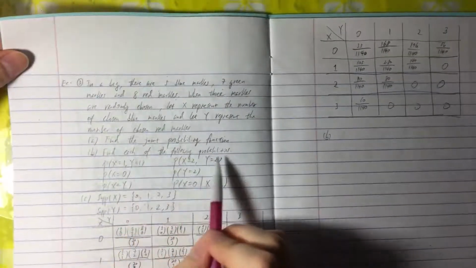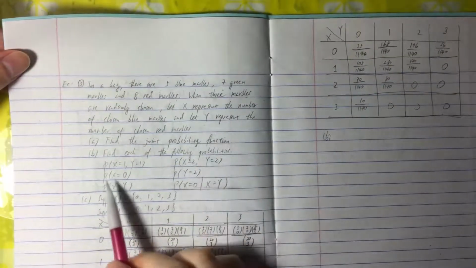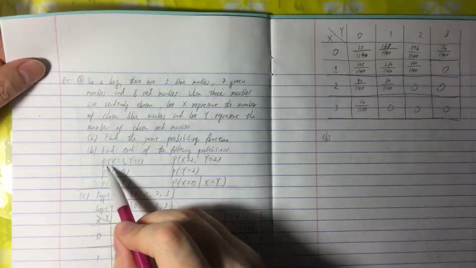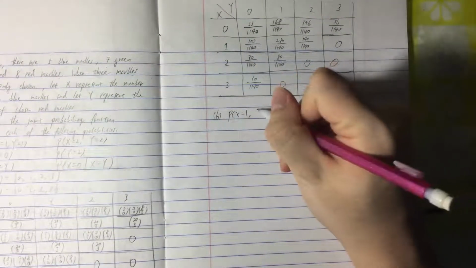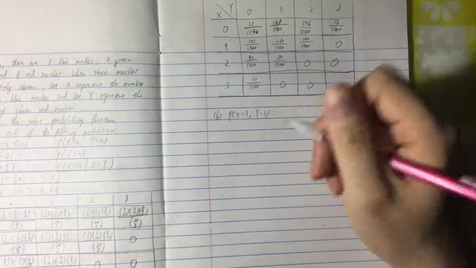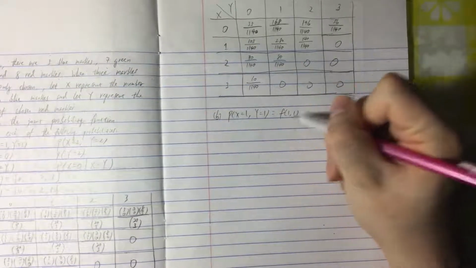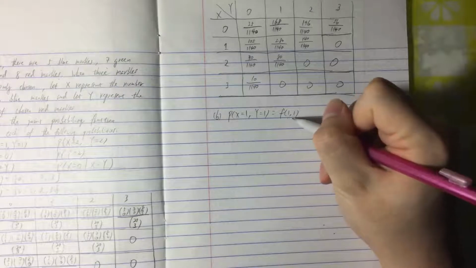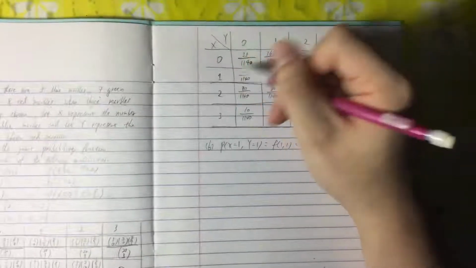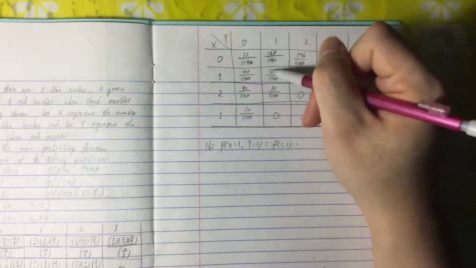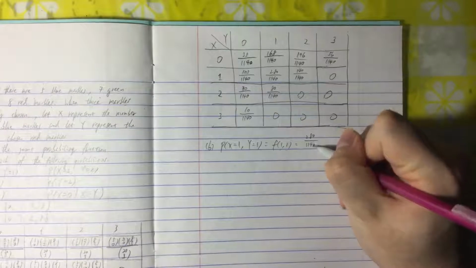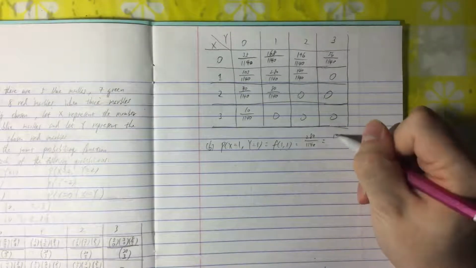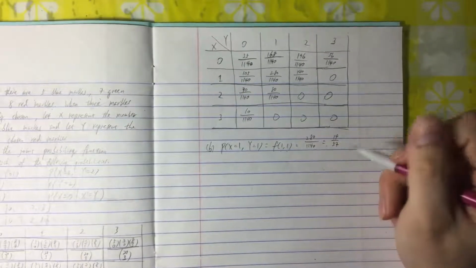Part B. Find each of the following probabilities based on part A. First one, the probability that x equals 1, y equals 1. That's f of 1, comma 1. S is 1, y is 1. When s is 1, y is 1, we have 280 over 1140. If we simplify, I get 14 over 57.